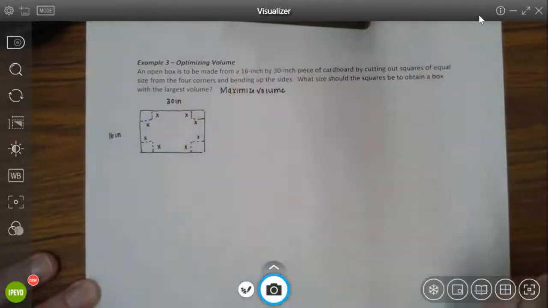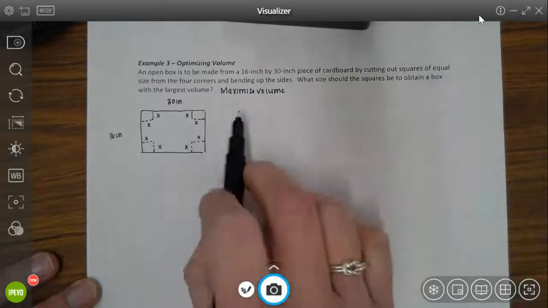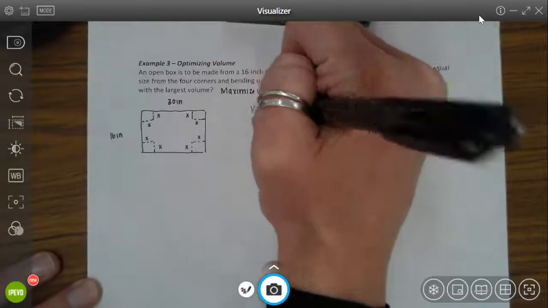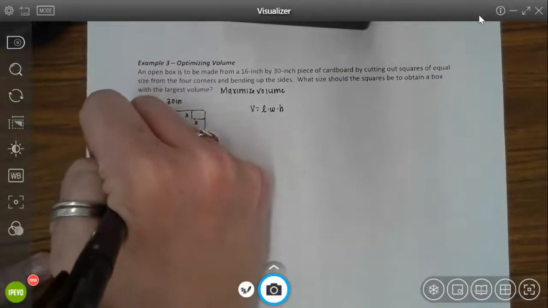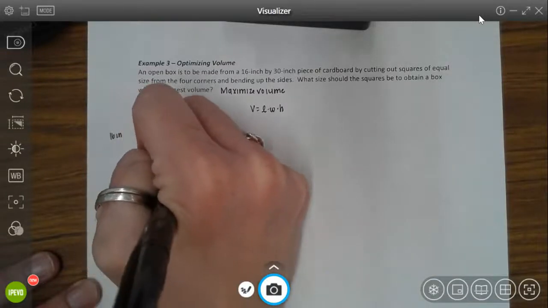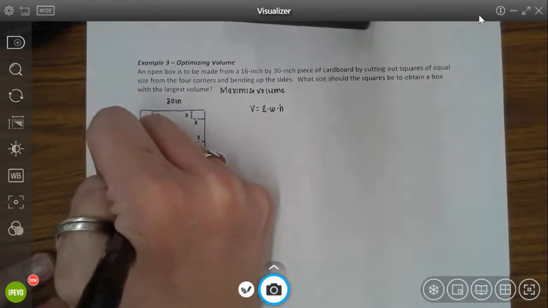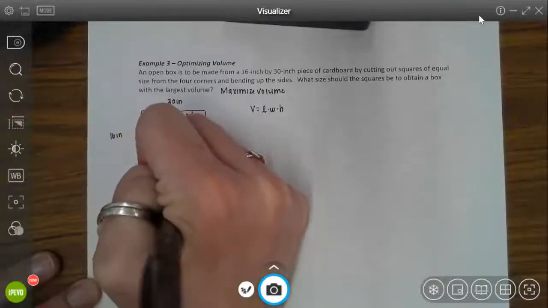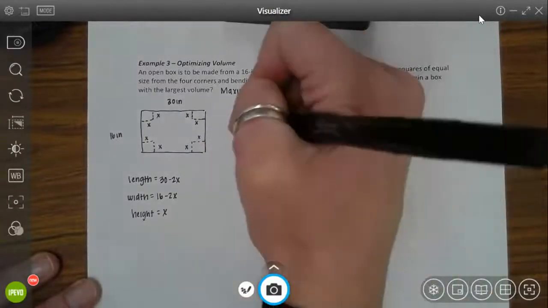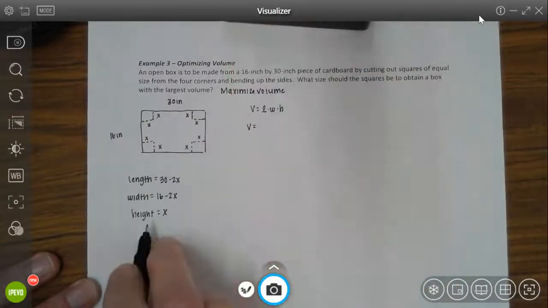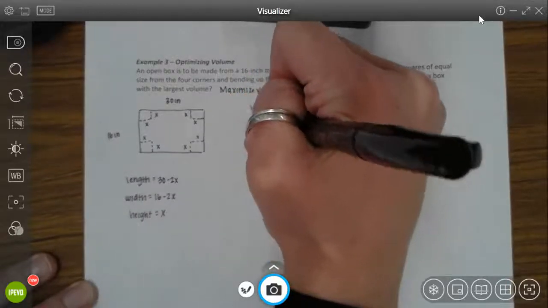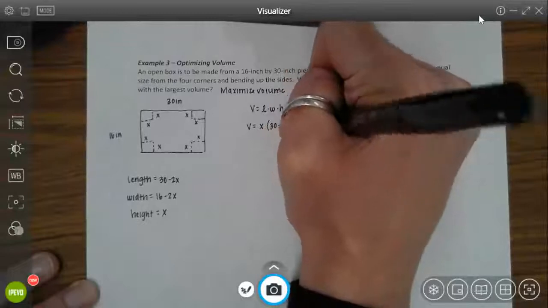And we know that the volume of a rectangular box would be length times width times height. We said that when these corners are gone, our length would be 30 minus 2x, our width would be 16 minus 2x, and our height would just be x. So we were able to take these three dimensions and make a volume formula from them: x times (30 minus 2x) times (16 minus 2x).